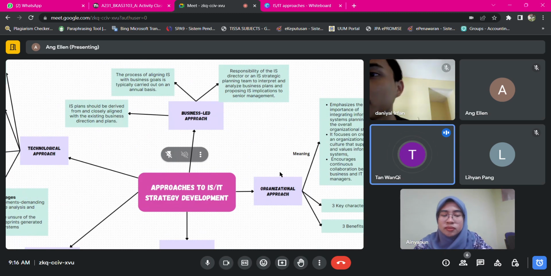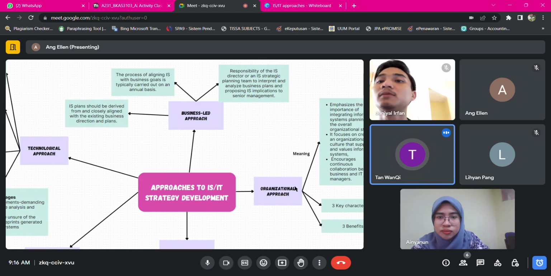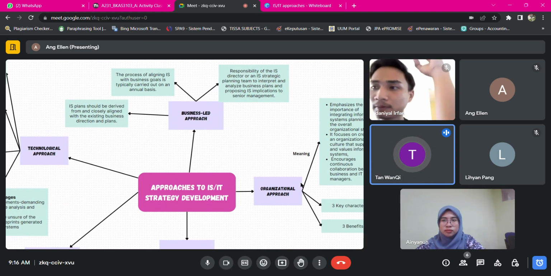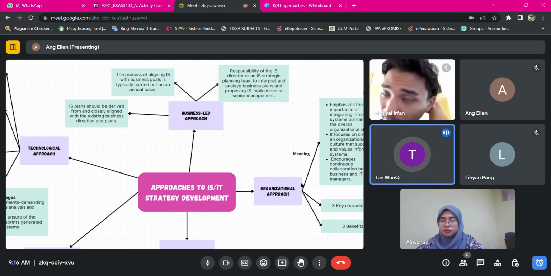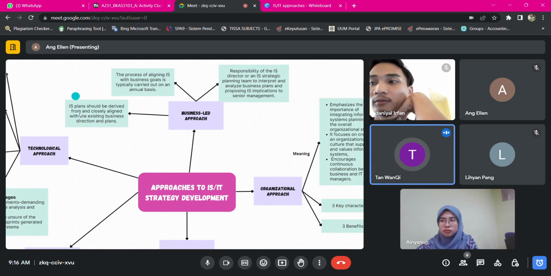The process of aligning IS with business goals is typically carried out on an annual basis. It involves the analysis of business plan and strategy to determine where information systems are most needed to support business objectives. The responsibility for this alignment process often falls on the IS director or an IS strategic planning team. They are tasked with interpreting and analyzing the business plan and proposing IS implications to senior management.